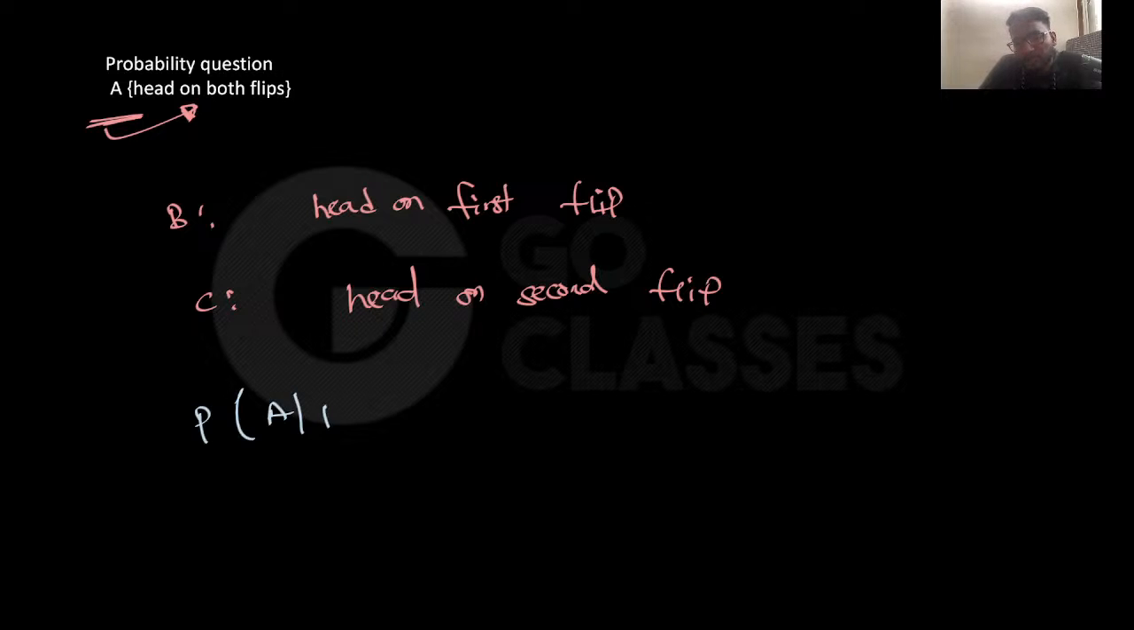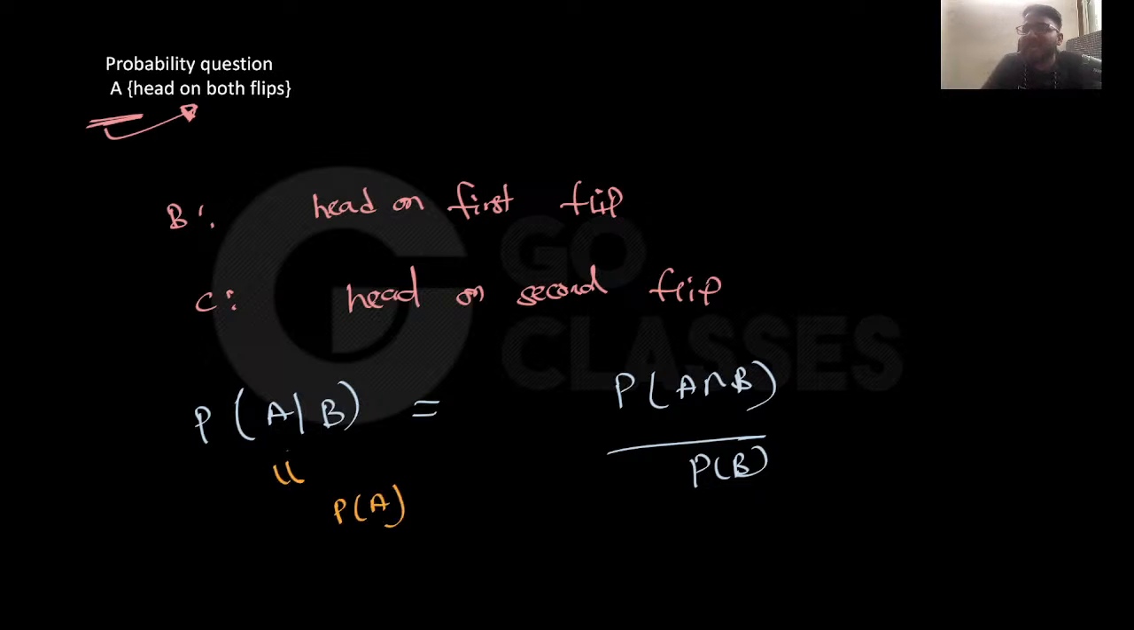So tell me, will this be correct? Let's just check it. This is saying probability of A intersection B upon probability of B, right? If this finally comes out to be probability of A, then I can say A and B are independent. But let's check whether it is coming out like this or not. So what does this mean? It is saying that both are coming to be head and the first is coming to be head.